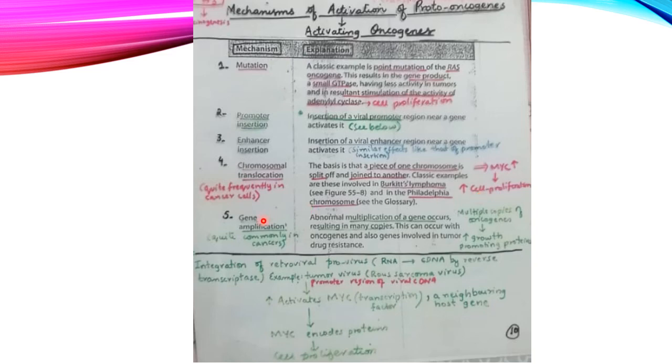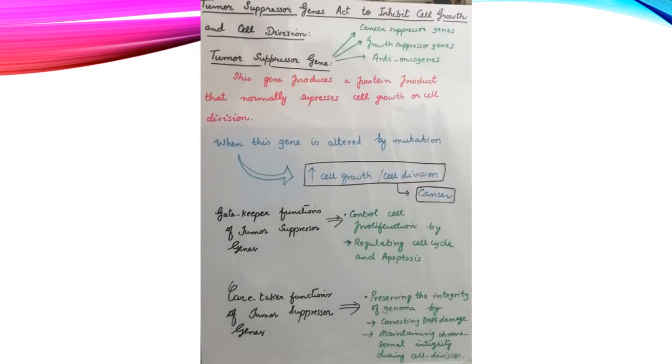Fifth mechanism is gene amplification, which is seen quite commonly in cancers. It may result in the production of multiple copies of oncogenes, which may result in increased production of growth promoting proteins, ultimately resulting in cancer development.